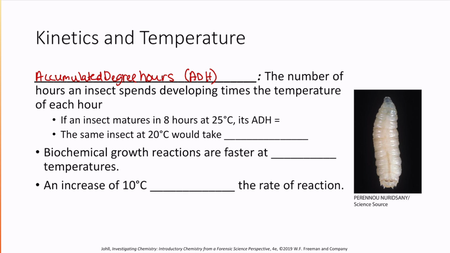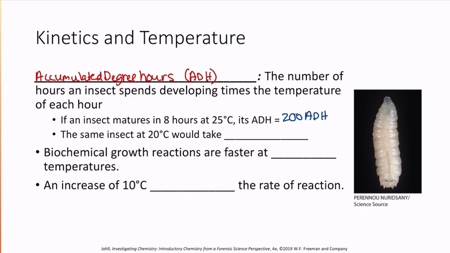And so if we take the hours that insect is developing and multiply it by the temperature at each hour, then we can get the ADH. So if we have 8 hours that have gone by for the insect's maturity, and the temperature is 25 degrees Celsius, we can take 8 times 25, and that's going to give us an ADH of 200. It's going to be 200 ADH.